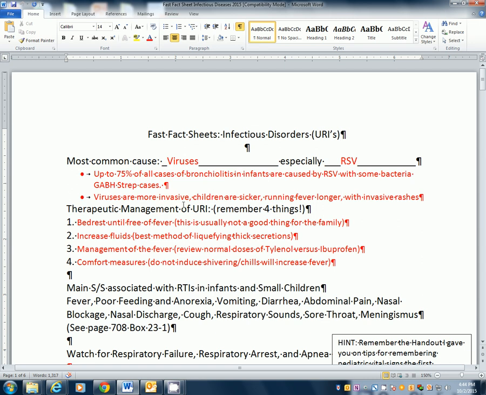Now, viruses, in case you haven't noticed, are becoming more invasive. When children get them, they're sicker. They're running fevers for a longer time. And a lot of them have invasive rashes. Now, I will tell you, a lot of people take their children to the physician, and the physician will say it's a virus. And a lot of times they don't want to hear that or don't believe that, and may request antibiotics before they leave when it's actually a virus. If it is a virus, the antibiotic's not going to do any good.